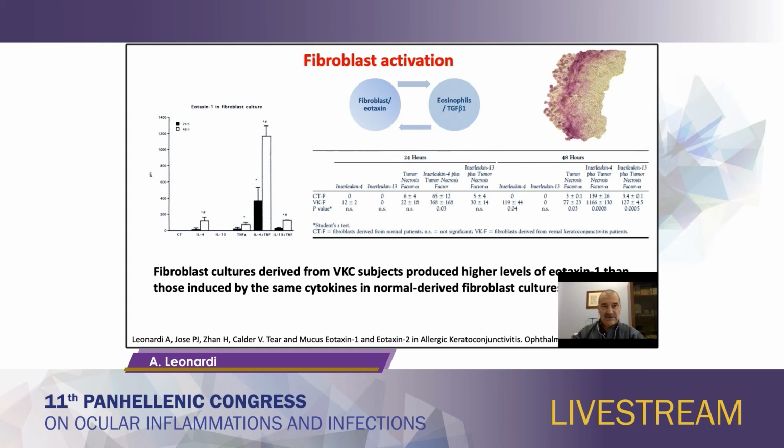We also know that there is a very close interaction between fibroblasts and inflammatory cells, particularly eosinophils, because fibroblasts are the highest producers of eotaxin 1 and 2. Eotaxin is the strongest chemokine for eosinophils, and on the other side, eosinophils produce high levels of TGF-beta-1, which is the main stimulator for the remodeling processes.